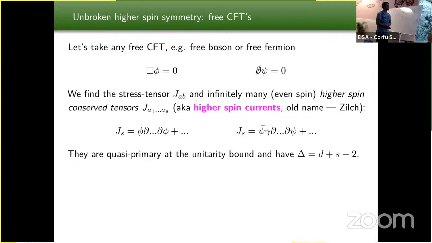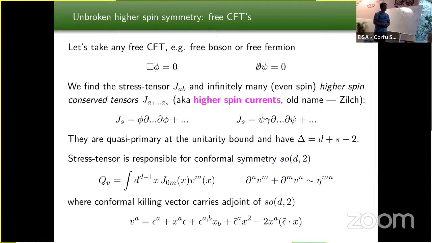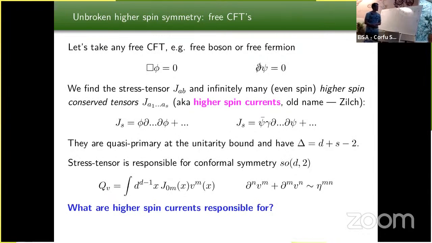So then conserved quantities should be somehow responsible for some symmetries. And at least for the stress tensor, we know how to do that, but a tensor is not a current. So you need to kill one index here, which is done by contracting the stress tensor with a conformal Killing vector so that you form a current. And the conformal Killing vector has as many free parameters inside as the dimension of the conformal algebra. So you have as many charges as the dimension of the conformal algebra, which explains why CFT is called CFT, not because it has a stress tensor, but because you have all these charges that form the conformal algebra. So now the question, what are these higher spin currents responsible for?